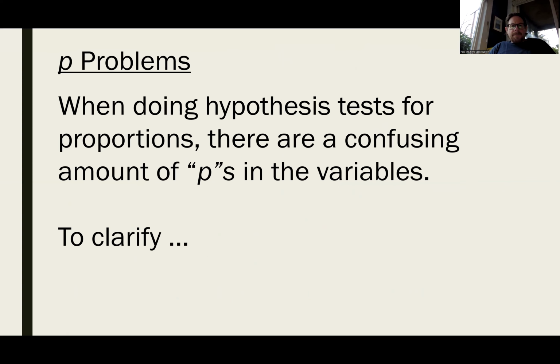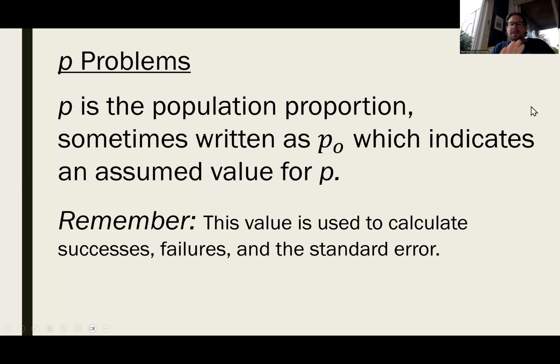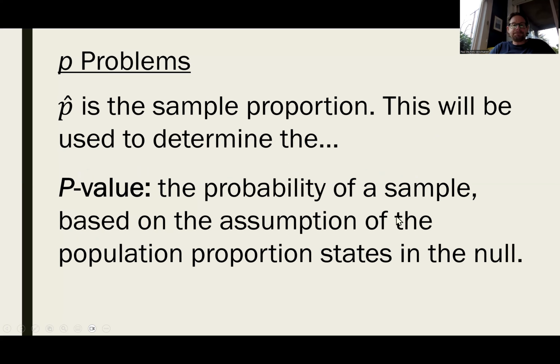All right. Just one more thing I want to touch on is that the problem with proportion problems is there are all these p's, so I want to clarify which is which. So p with nothing on it, lowercase p, is the population proportion, sometimes written as p sub 0, which indicates that's an assumed value for p. And this is the value used to calculate successes, failures, and standard error when you're doing hypothesis tests.